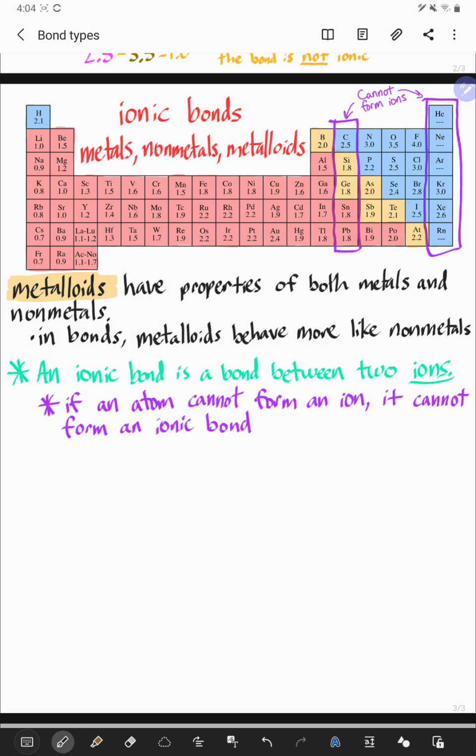In this video, we're going to be focusing on how to determine if a given molecule is ionic or not, based on whether it's a metal bonded to a nonmetal or some other variation. We know that ionic bonds are bonds between a metal and a nonmetal in most cases.